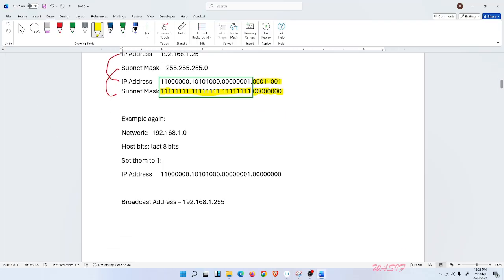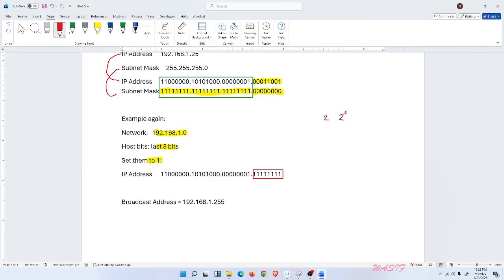Now look here very carefully. This is the same number. This is the network address. We know that the last host bits are 0. Set them to 1. You need to set them to 1: 1, 2, 3, 4, 5, 6, 7, 8. If you set them to 1, you will find 192.168.1.255.